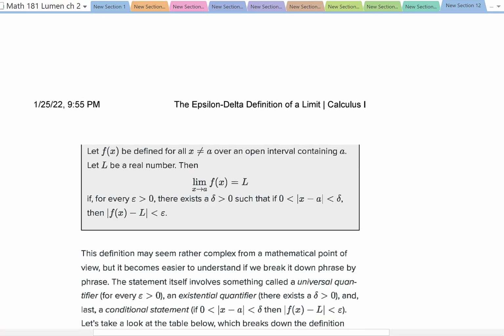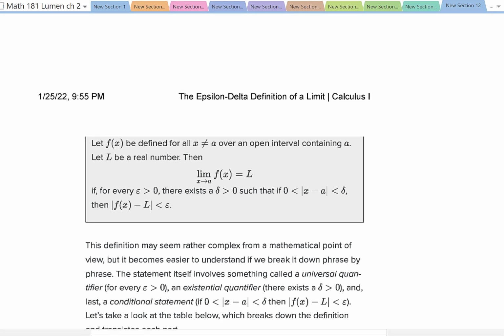Okay, here's our definition. Let f of x be defined for all x not equal to a over an open interval containing a. Let L be a real number. Then the limit of f of x as x approaches a equals L if, and this is the part that becomes our quote-unquote proof, for every epsilon greater than 0 there exists a delta greater than 0 such that if 0 is less than the absolute value of x minus a less than delta, then the absolute value of f of x minus L is less than epsilon.